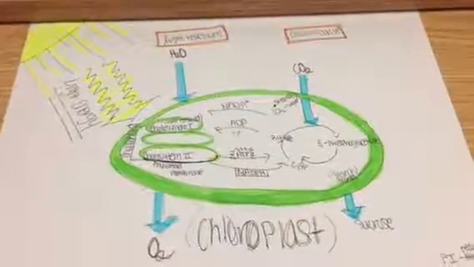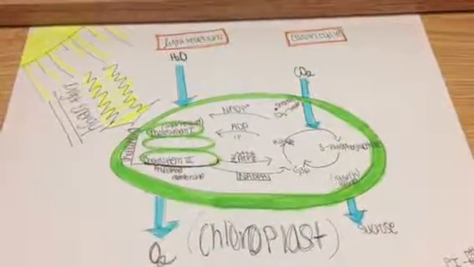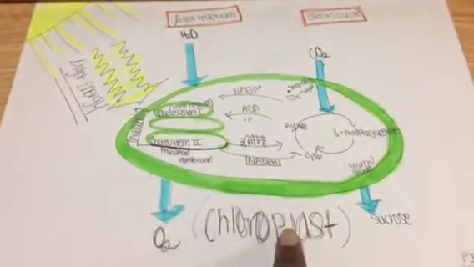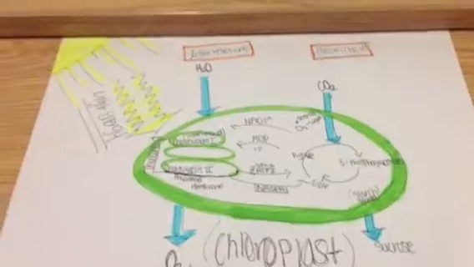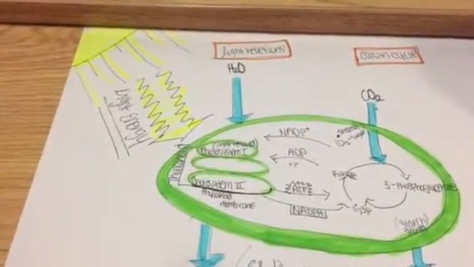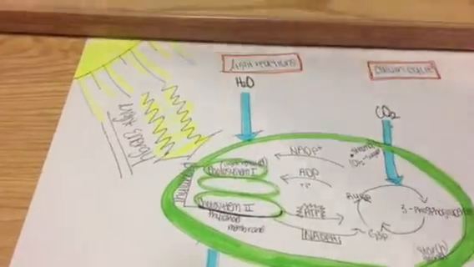Okay, so what you are looking at is both the light reaction and the Calvin cycle. And I basically put where it happens, which is the chloroplast. So let's start with explaining the simplest, which is the light reaction.